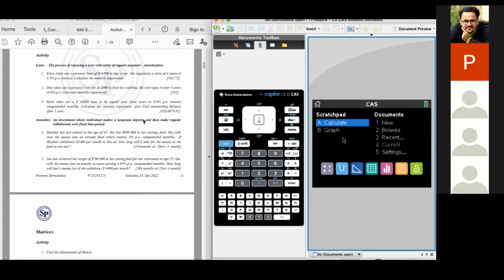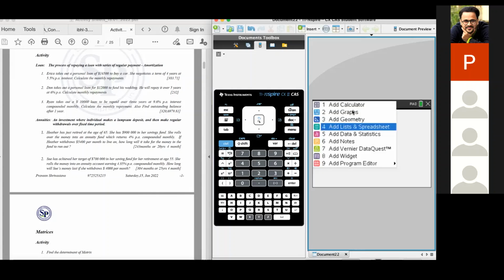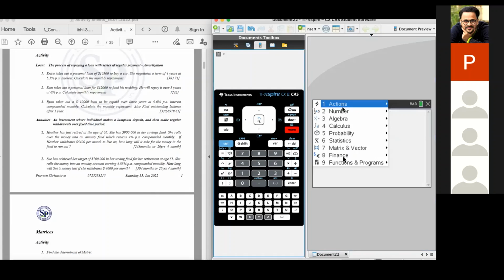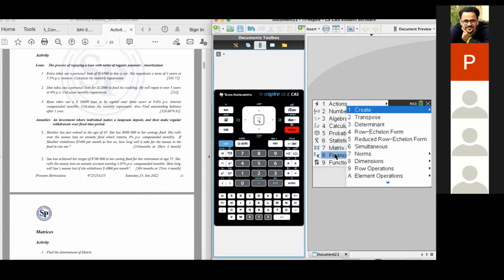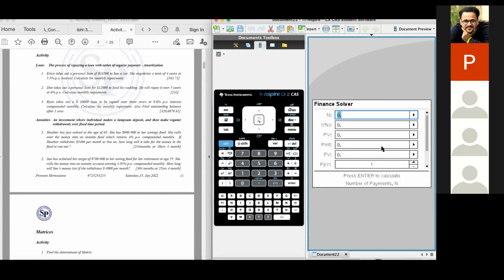Now we will proceed to the next question here. Again, the procedure would be the same. So Ryan takes out a 10,000 loan to be repaid over 3 years, and the rate of interest is 9.6 compounded monthly. We also need to find out the balance after 1 year here. So first thing we will see here, there's 3 years. So again, 3 into 12, you can directly type 36 also, there's no issue.